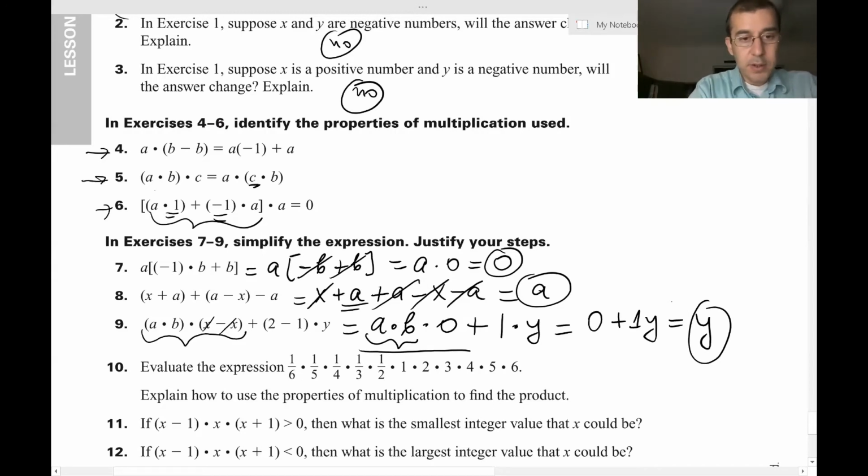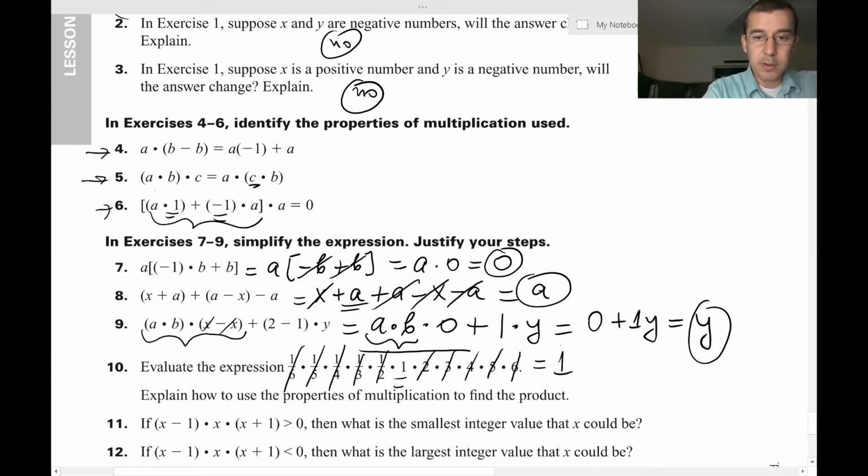Number 10, evaluate the expression. Okay, so 1 over 6 cancels out with 6, because that's 6 over 6 or just 1. 1 over 5 cancels out with 5. 1 over 4 cancels out with 4. 1 over 3 cancels out with 3. 1 over 2 cancels out with 2. And then we just end up with 1. So 1 is the answer.